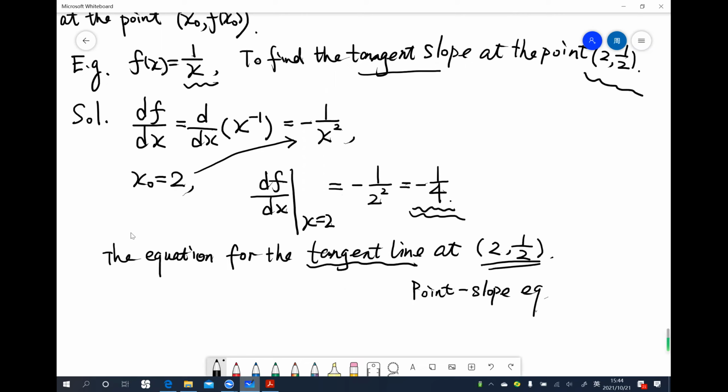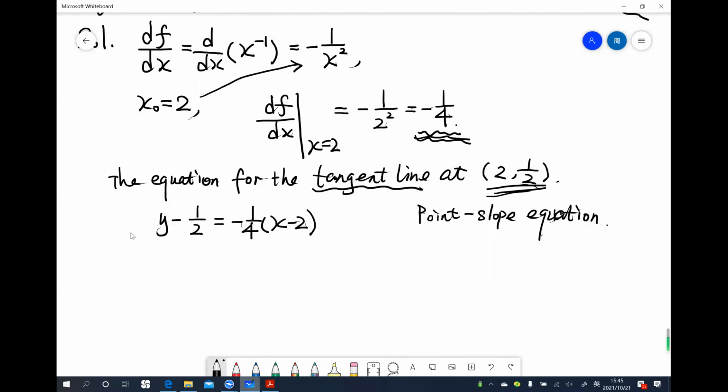I think you have learned it, right? The point slope equation, that is, we use a point and we use the slope. So that is y minus 1 by 2 equals to minus 1 by 4 times x minus 2. So here we can get the equation for the tangent line.